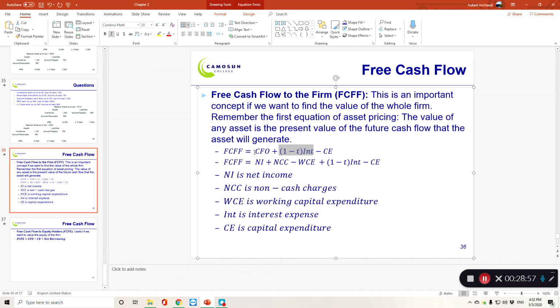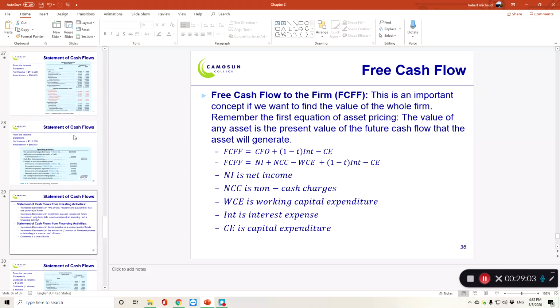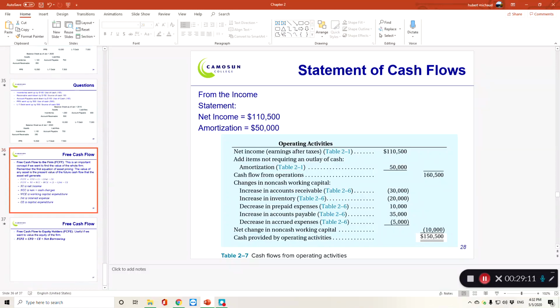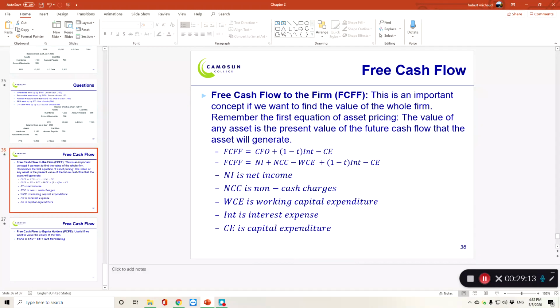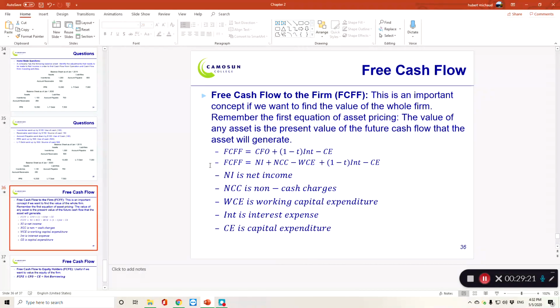The reason is that when we calculate the cash flow from operation, CFO, which is what we calculated here, in the situation we did earlier, why do we add back the interest? Well, ignore the minus T first. Ignore this minus T here that we have. Why do we add back the interest?